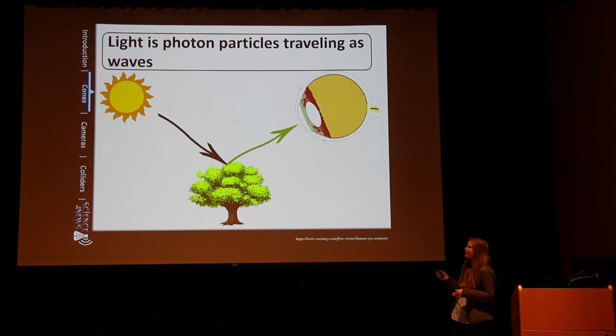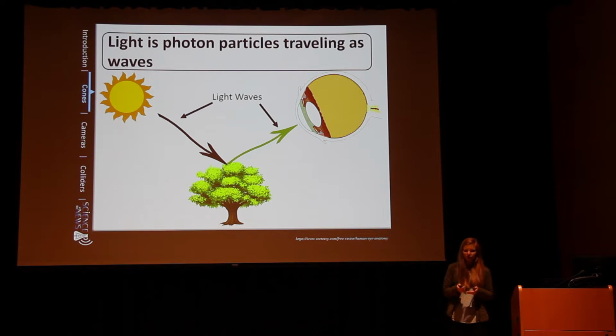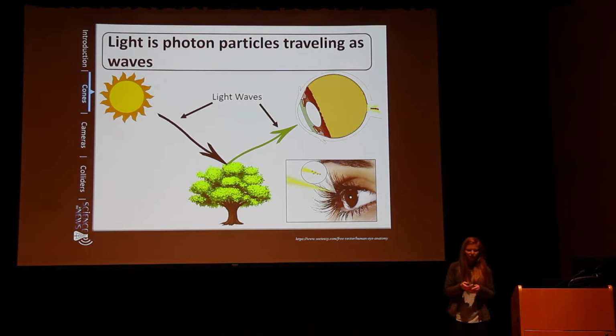Our human eye is uniquely designed to detect these photons. This drawing right here is a schematic that you might see in a physiology textbook. This is just a sideways view of the human eye. So these arrows that I've drawn are our light waves. These are photon light particles that are traveling from the sun, reflected off our tree, and entering into our eye. You can imagine these small photons as little particles coming into our eye, right there.